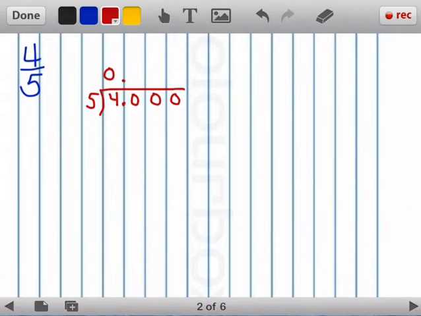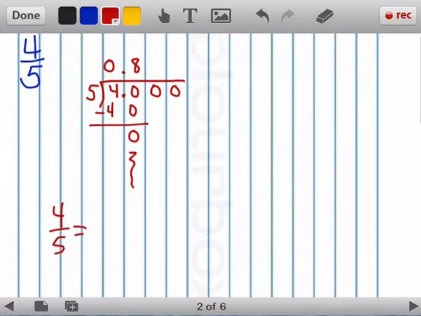Will 5 go into 40? Yes, 8 times. 8 times 5 is 40. Subtract. I get 0. And voila, I'm done because there's nothing here. My remainder is 0. I'm done dividing. So I get 4/5, as we said before, is the same as 0.8 or 8 tenths. Okay?